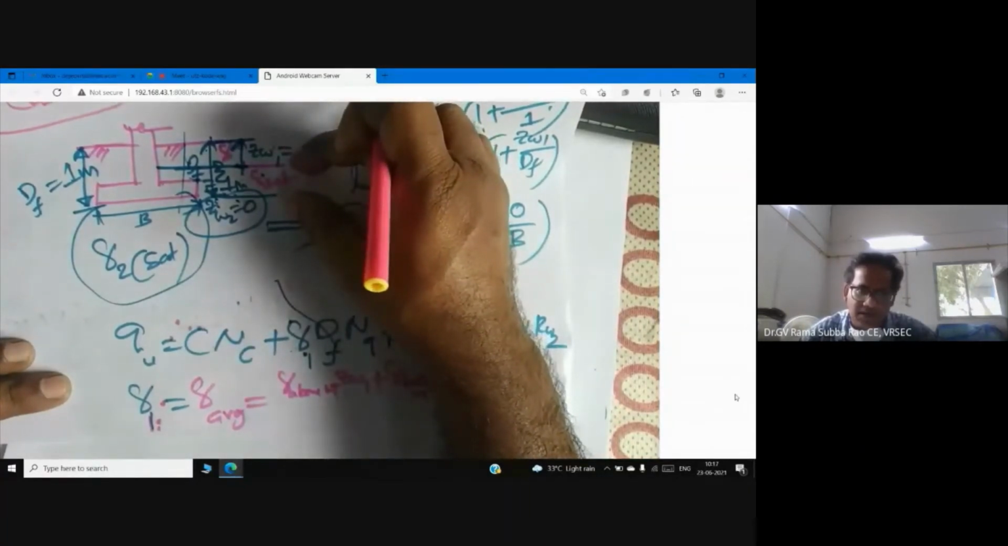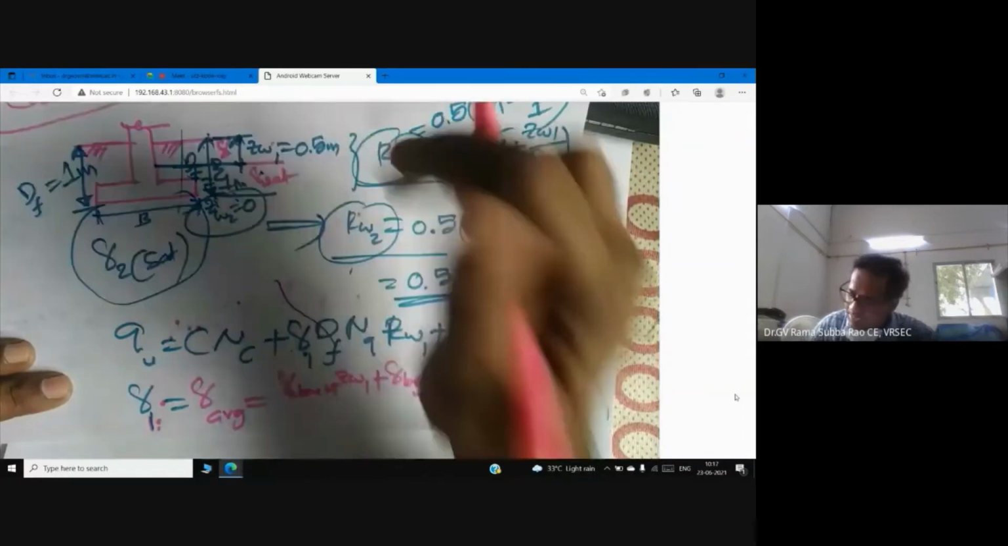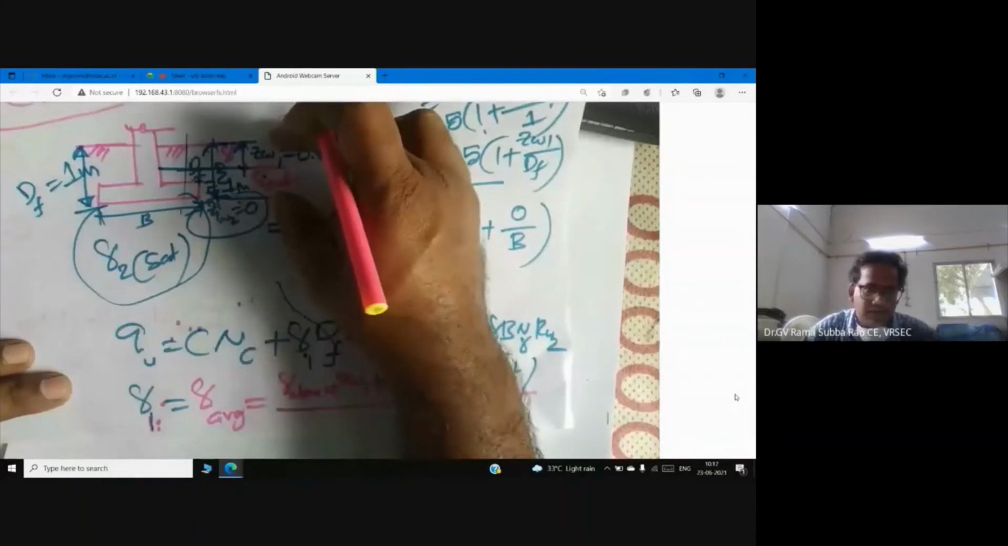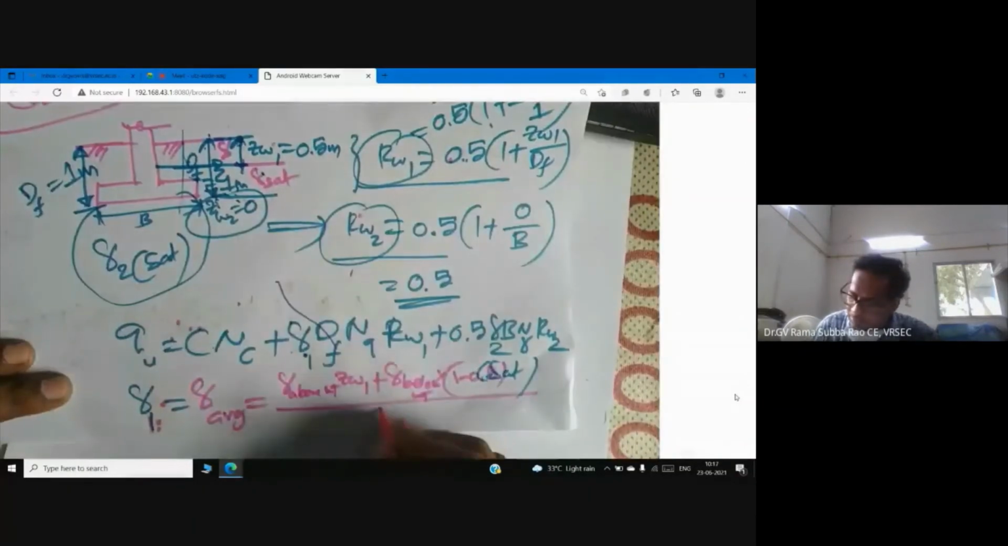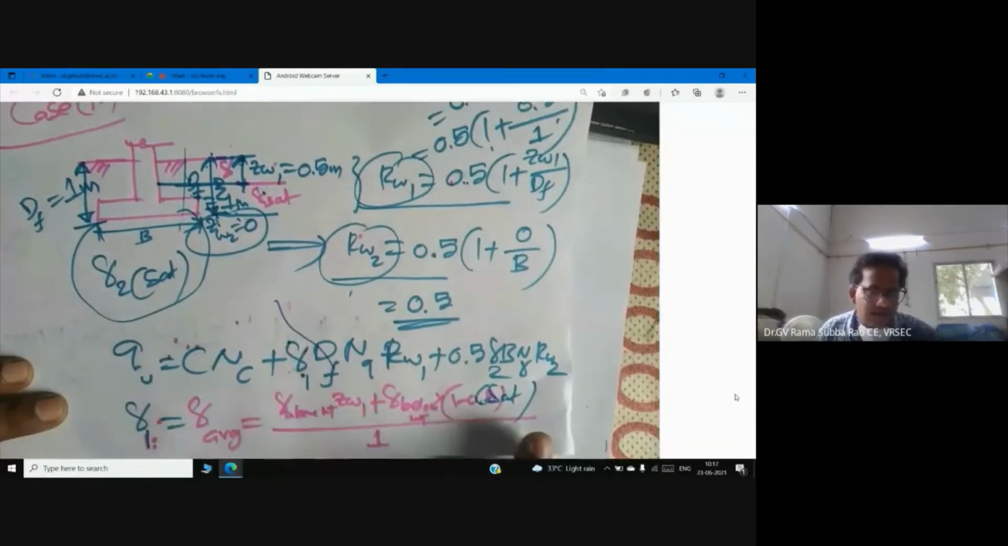Can anyone tell me this depth? It is 1 minus 0.5, divided by total depth. This is one way. Actually, in the textbook they have done it like this.